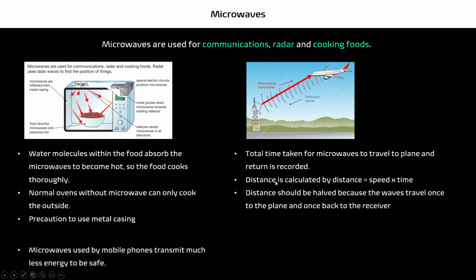We can calculate the distance by using this formula: distance equals speed times time. Speed is simply what? 3 × 10^8 meters per second, because all waves travel in air or in vacuum at that speed. So if we multiply 10 minutes with speed, we will get the total distance. But the distance between the airplane and the microwave dish should be halved because the time that we used was back and forth. The waves travel once to the plane and back to the receiver.